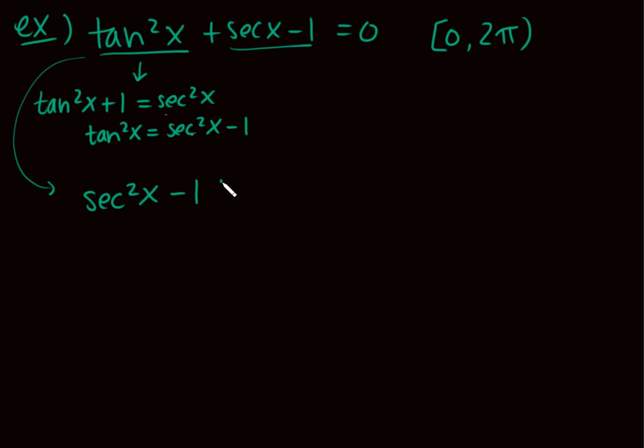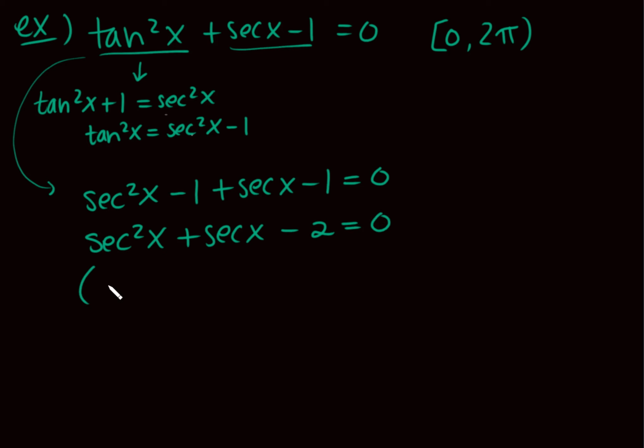Now I'm going to rewrite the rest of this. Plus secant x minus 1 equals 0. Combine like terms here and I get secant squared plus secant minus 2 equals 0. This is going to factor. It should factor into secant x, not just should, it will, a 2 and a 1. I want the 1 to be positive, so I'm going to put the negative with the 1 and the positive with the 2.